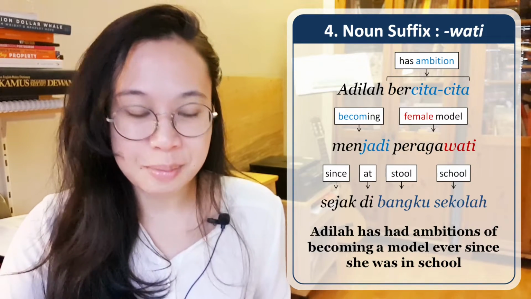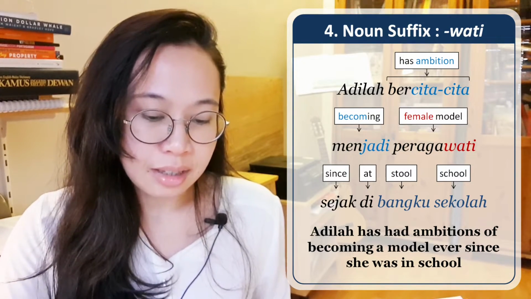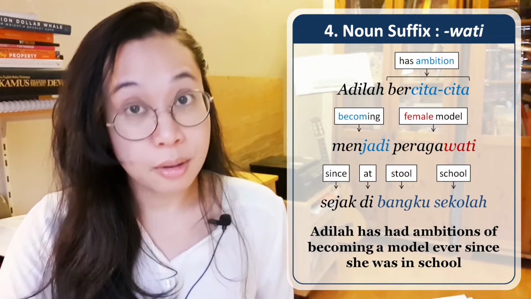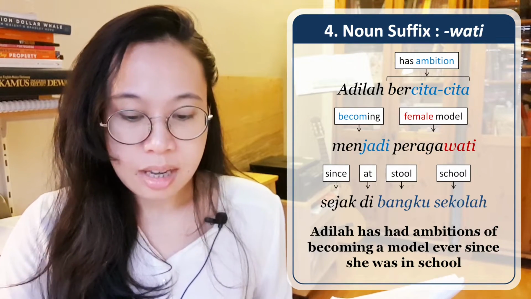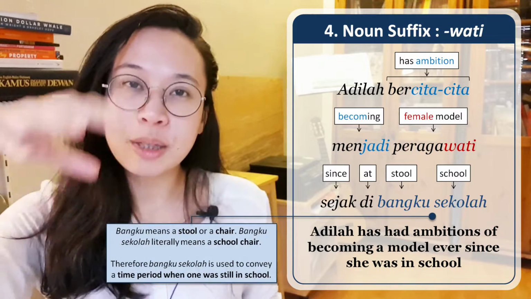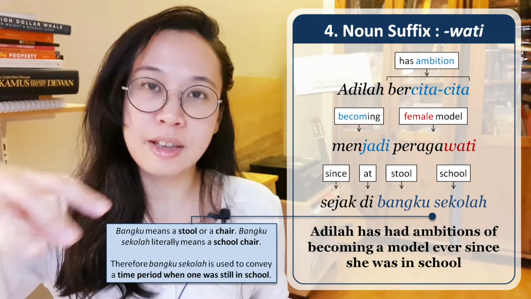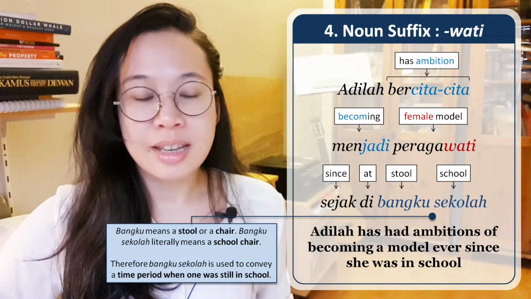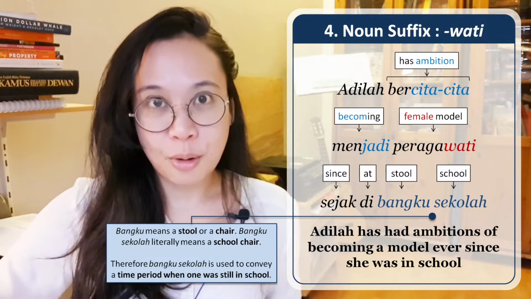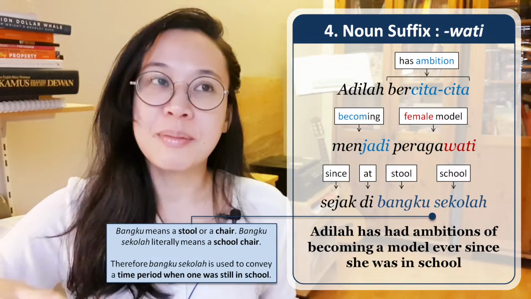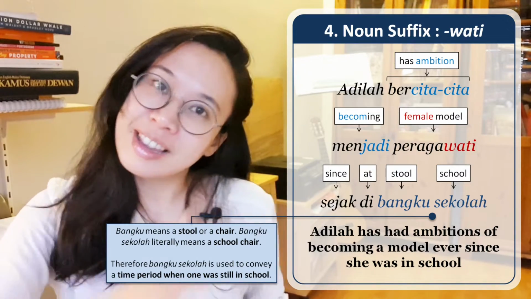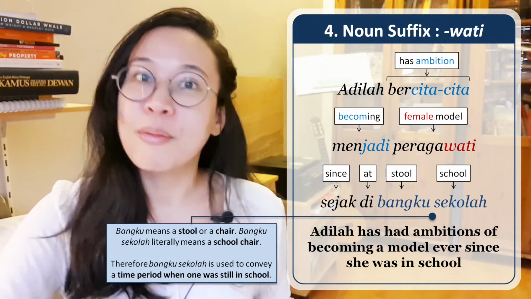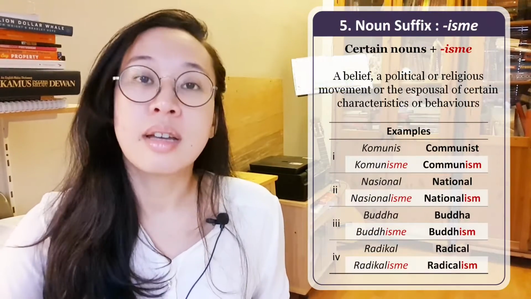Adilah, that's a typical Malay name, bercita-cita menjadi peragawati sejak di bangku sekolah. Bangku means stool, so bangku sekolah, like a stool in school, like a chair where students sit. But we use the word bangku sekolah to mean the period of schooling, the time when we were in school. Okay, next one, isme.